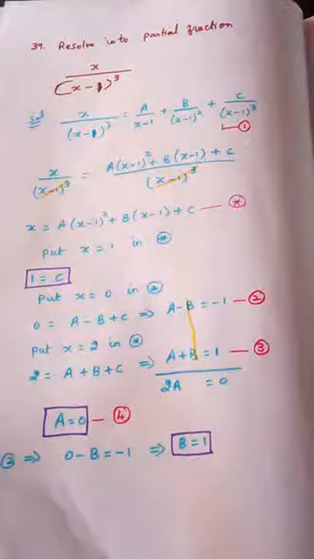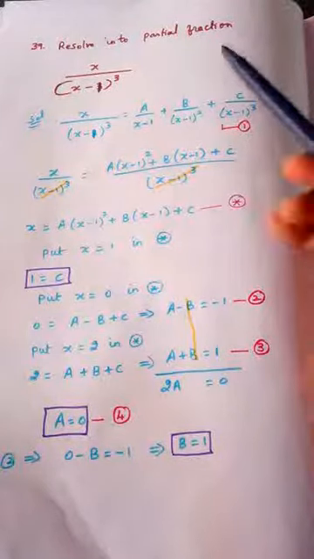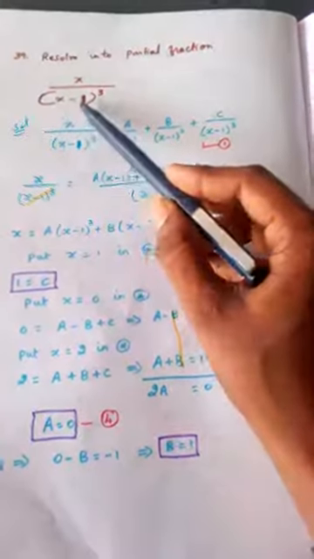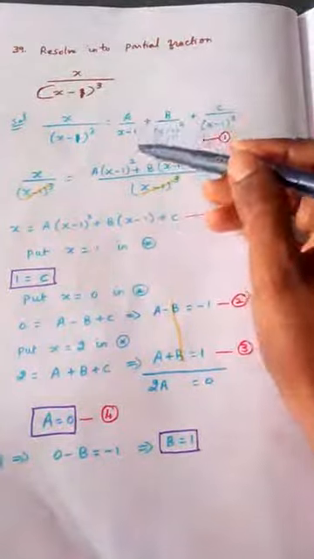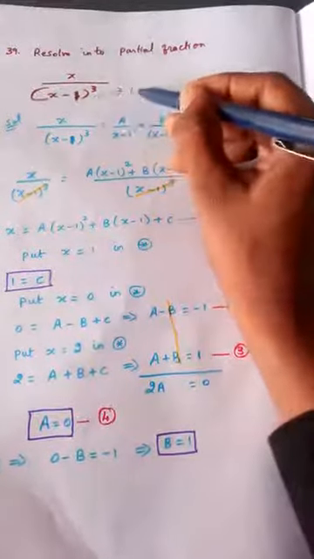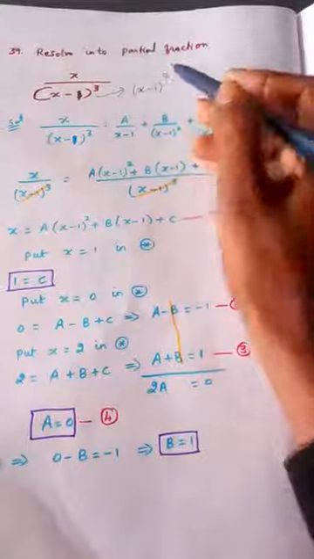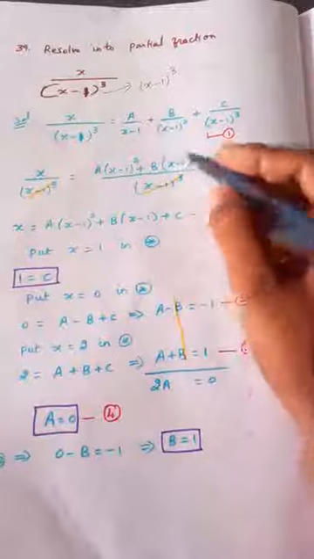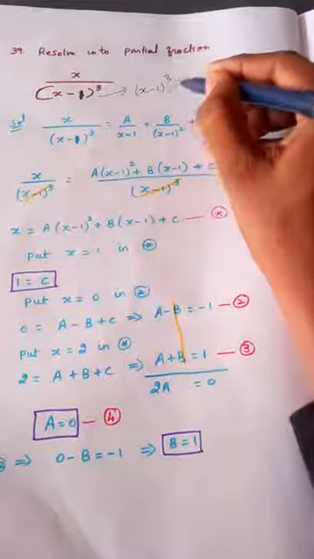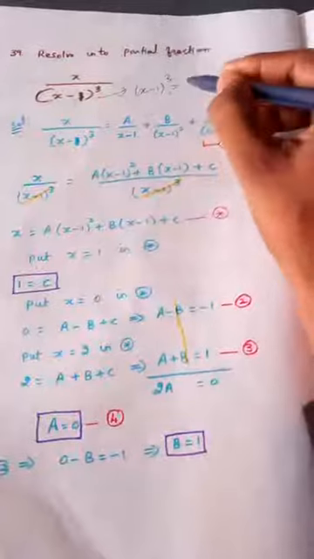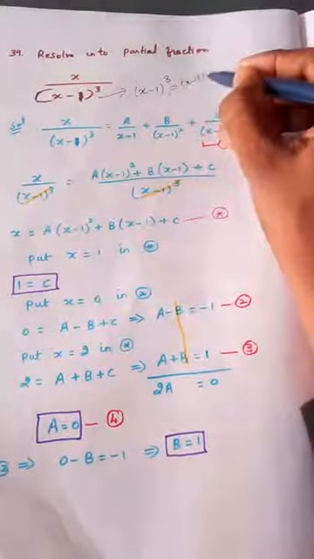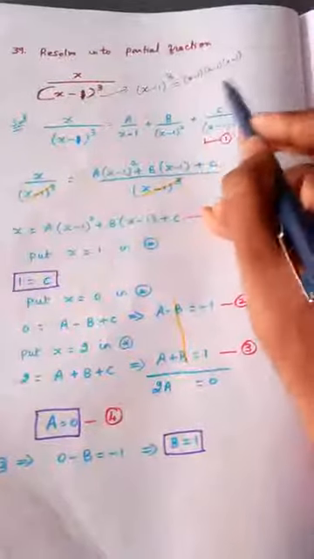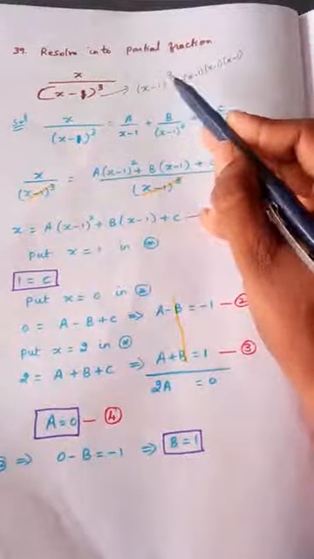Problem number 39. Again the same thing, resolve into partial fraction x by, don't get confused, this is x minus 1 whole cube. If you don't understand, I'll write this once again. This is nothing but x minus 1 whole cube. So x by x minus 1 whole cube. Now just think, what is the meaning of x minus 1 whole cube? It means I should write 3 times x minus 1: x minus 1 into x minus 1 into x minus 1, right? Which means it is power 3.